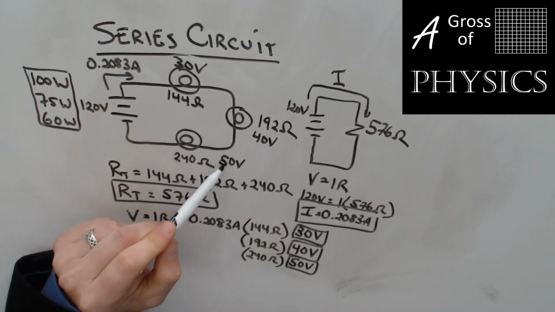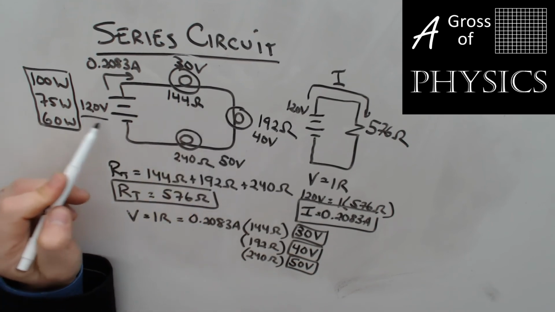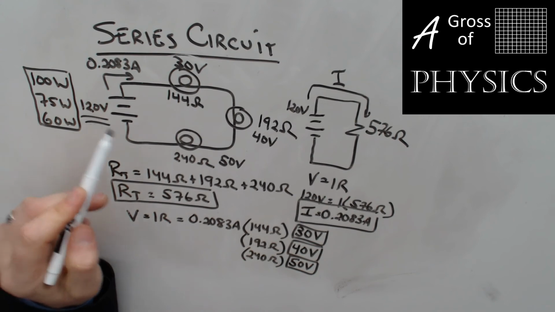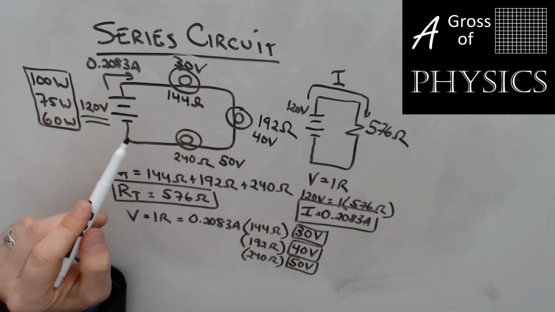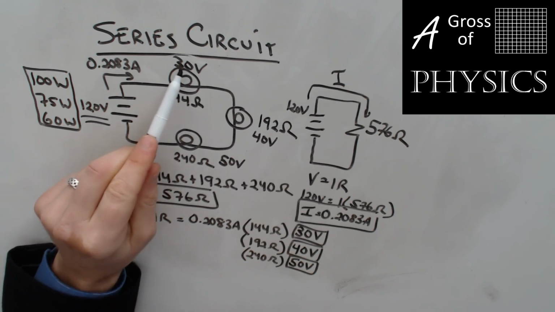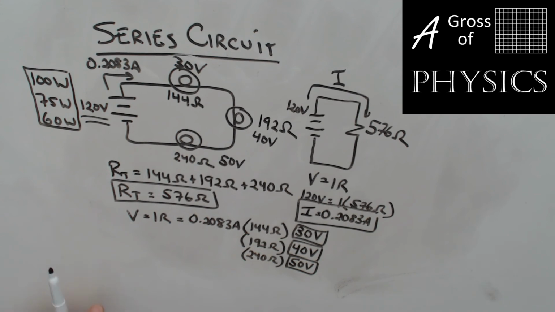Now, if we look at this, 50 plus 40 is 90, plus 30 is 120. That's the total voltage of the circuit. And remember, the electrons need to lose all their energy as they come back around. So the values have to add up to 120.